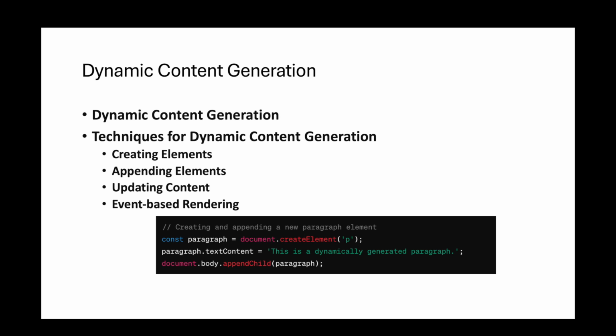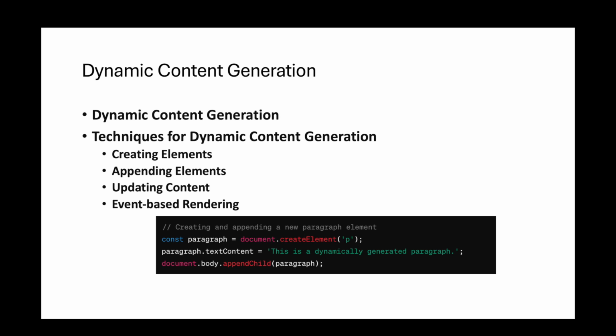Example: creating and appending a new paragraph element. const paragraph = document.createElement. paragraph.textContent = this is a dynamically generated paragraph. document.body.appendChild(paragraph).